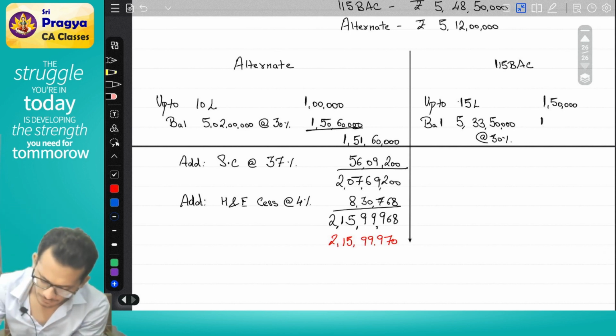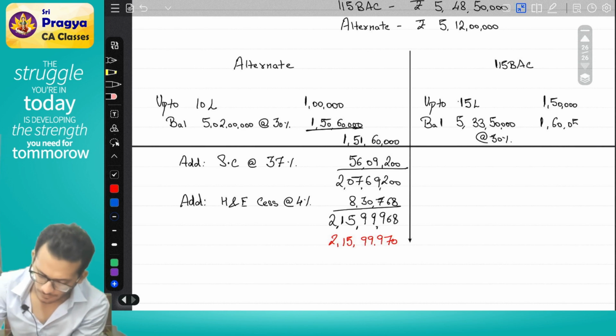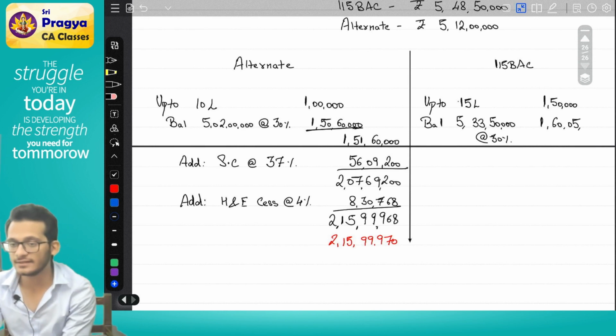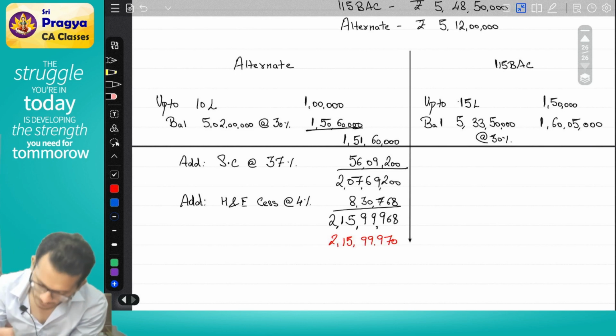5 crore 33,50,000 at the rate of 30% is 1 crore 60 lakh 5,000. Adding the 1,50,000, the total will become 1 crore 61 lakh 55,000.